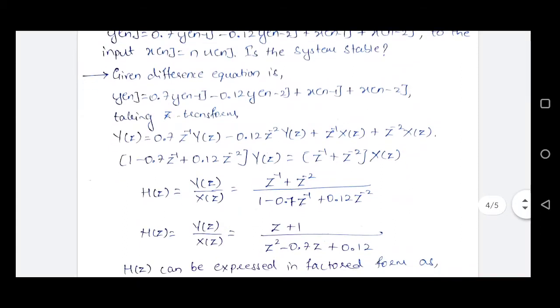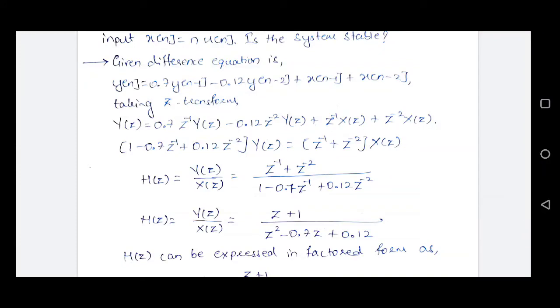Now we'll write the given difference equation and apply the z transform to take the z transform of each term in the difference equation. So the z transform of the difference equation will be Y(z) equals 0.7 times the z transform of y(n minus 1), which is z inverse Y(z), minus 0.12 times the z transform of y(n minus 2), which is z to the power minus 2 Y(z), plus the z transform of x(n minus 1), which is z inverse X(z), plus z to the power minus 2 X(z), which is the z transform of x(n minus 2).